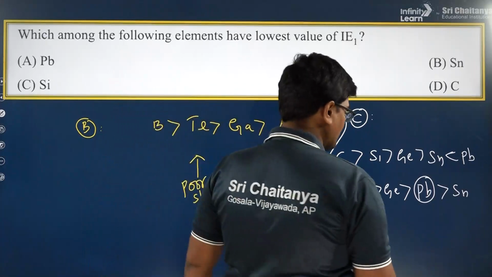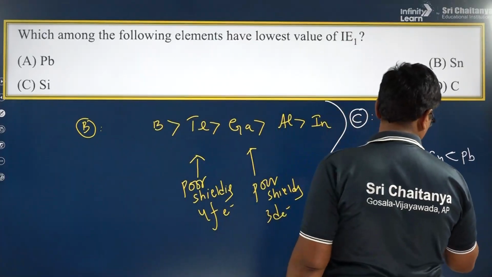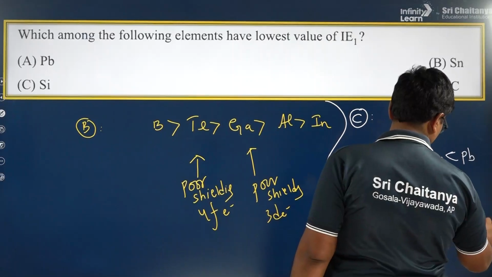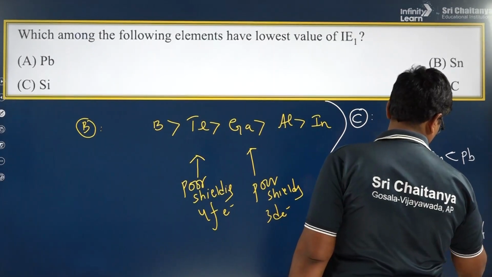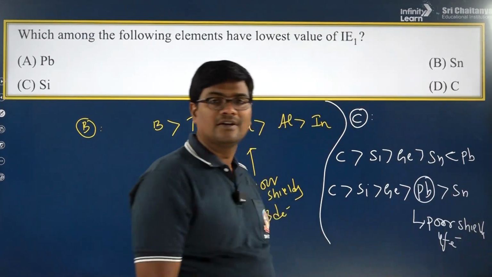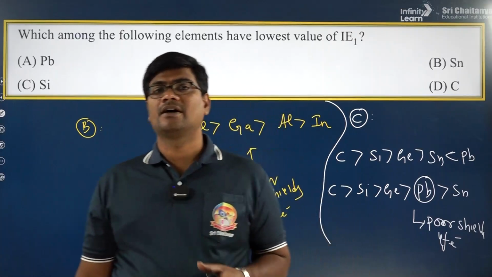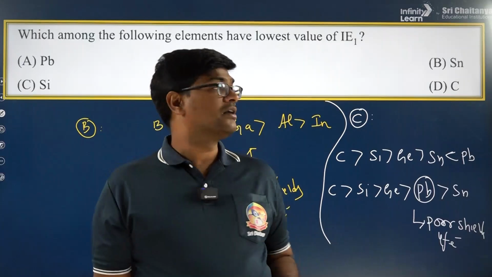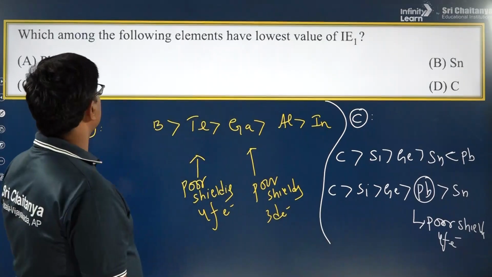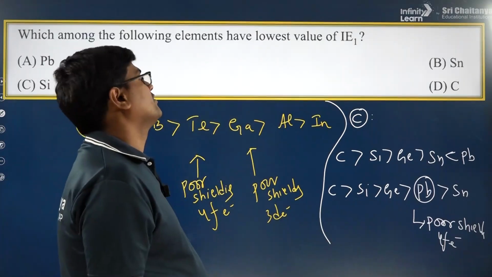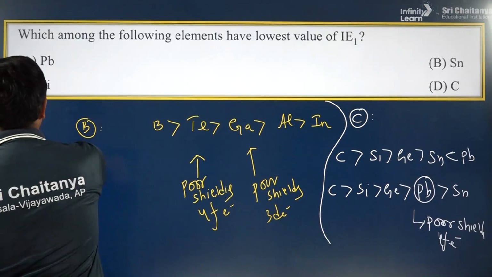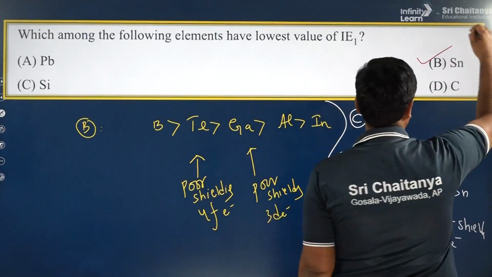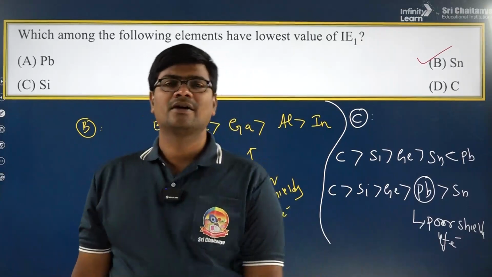So actually here, due to the poor shielding of 4f electrons, effective nuclear charge is more in case of lead. Therefore, lead ionization energy is more than tin ionization energy. Now the question is, which among the following elements has the lowest value of IE1? So what is the answer? The answer will be not lead. The answer is actually tin, option B. I hope we are clear with this.